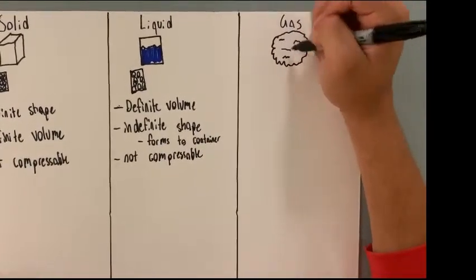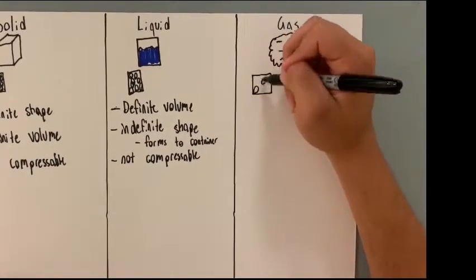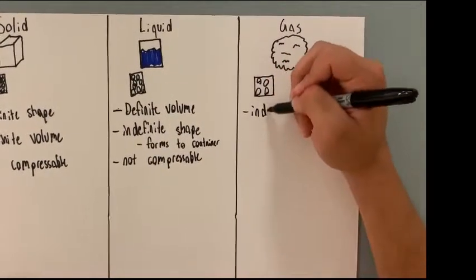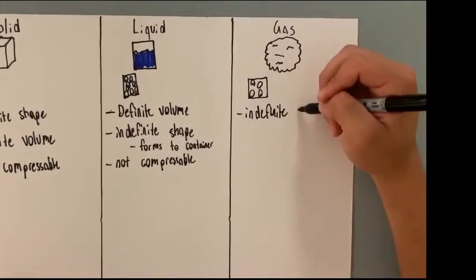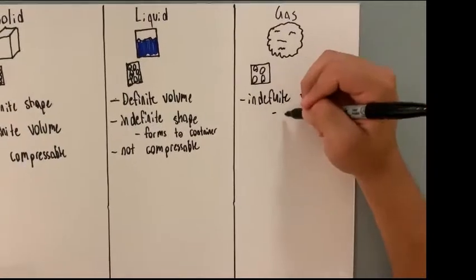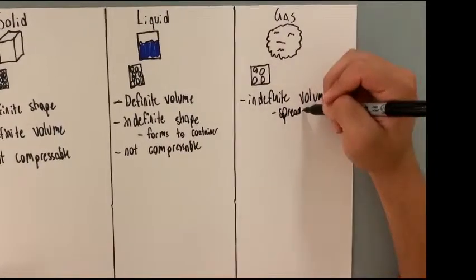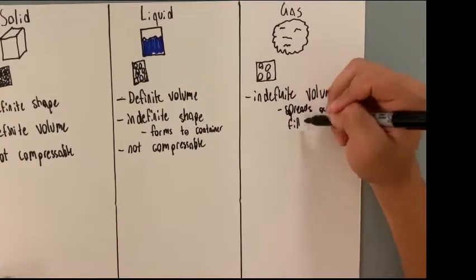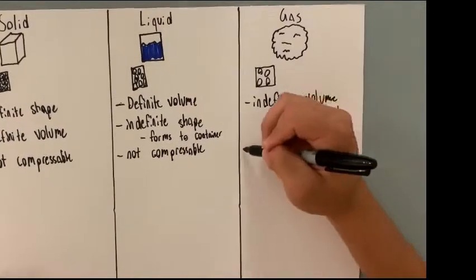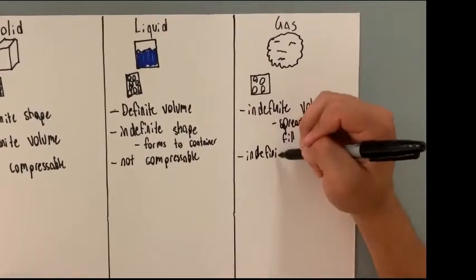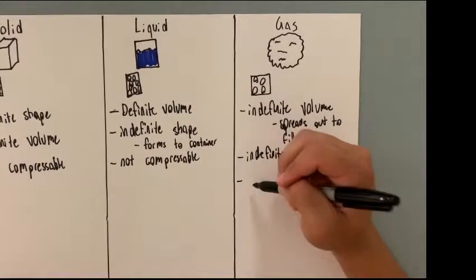Finally, we got gases. Their particles are loosely packed, so they can move freely around wherever they want to. This means they have an indefinite volume and shape, so they will take form in whatever container they are put in, and are the only state of matter out of all these that are compressible.